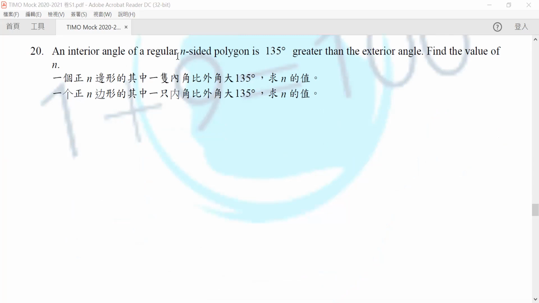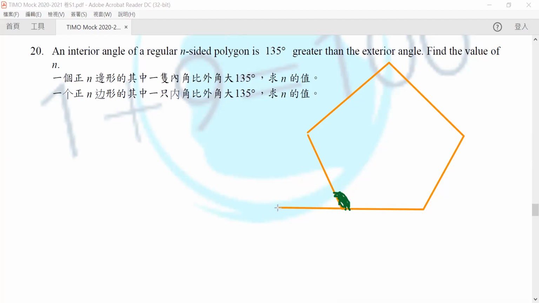In a regular n-sided polygon, the interior angle. Now let us draw, let's say, a regular pentagon. Not quite regular, but what exactly is an interior angle? This is our interior angle, right? This is our interior angle. Now, how about the exterior angle? The exterior angle is this one. If we extend the line, this angle is our exterior angle. This blue angle is our exterior angle.